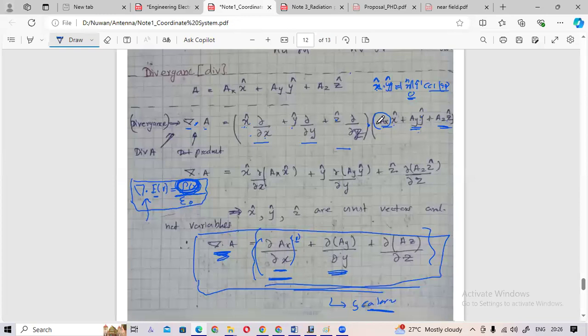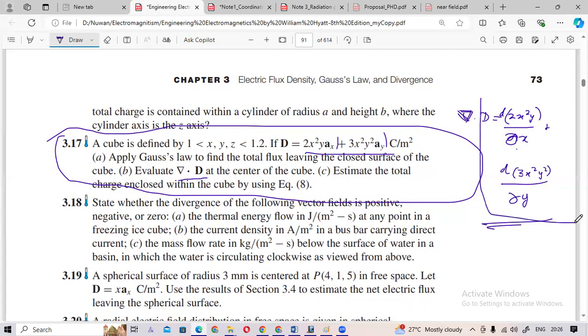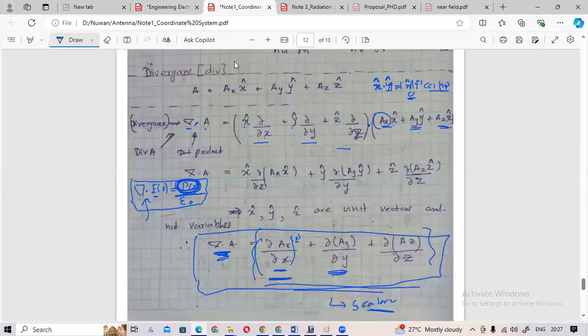So ax and ay only are there. z is 0 here, so no z. So you will have only ax and ay: d by dx, d by dy. So you can calculate this divergence. Then you have to estimate the total charge enclosed within the cube using equation 8. So try to do this one also. And if you need, please write this one. This is the divergence.